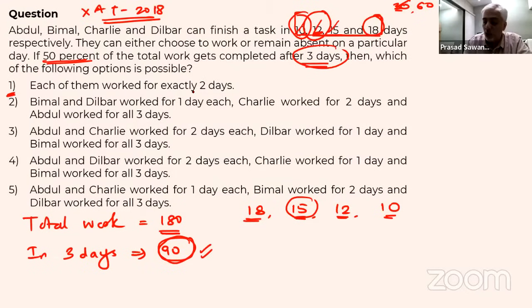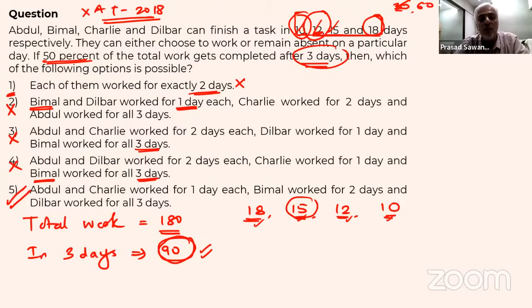The first option has all of them for 2 days. Let's do that orally. 18 plus 12 is 30. 30 plus 10 is 40. 40 plus 15 is 55. Double of 55 is 110. So that's not my answer. Look for any other option which has B for 2 days. So here B is for 1 day, so not my answer. A and C for 2 days and B for all 3 days. Not my answer, because 3 days B will again become odd. Again, here B has worked for 3 days. Not my answer. Most probably the fifth option is my answer, but I will still just check it.